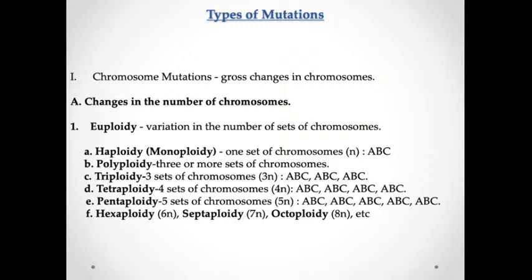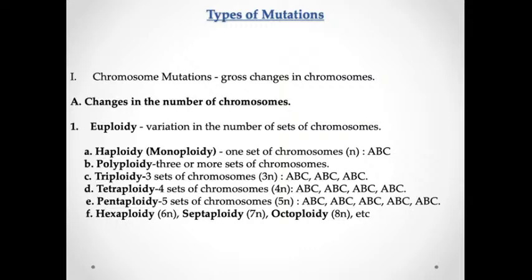So there are also some chromosome mutations happening, which are gross changes in the chromosome. First is the change in the number of chromosomes. The number of chromosomes is changed, and that is known as euploidy, variation in the number of sets of chromosomes.